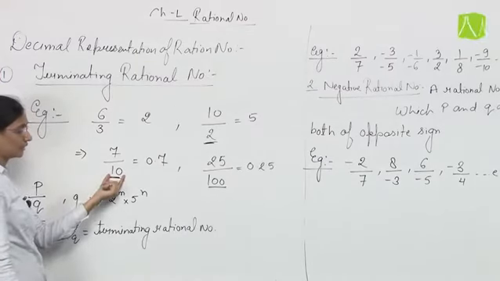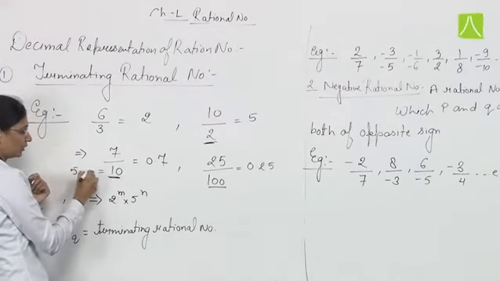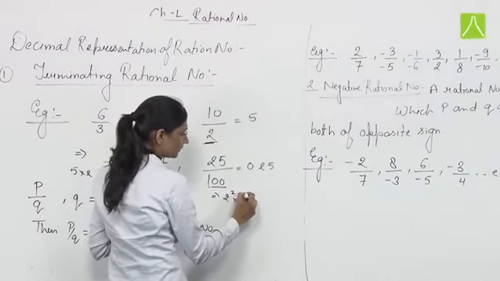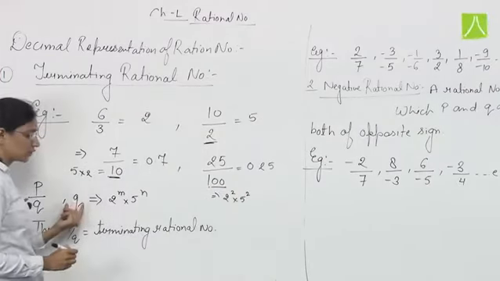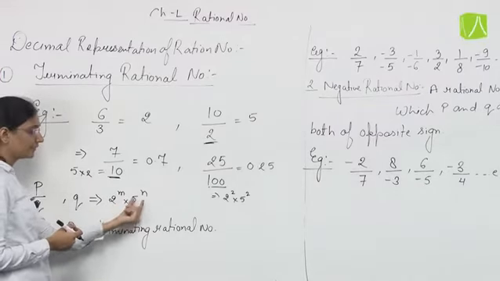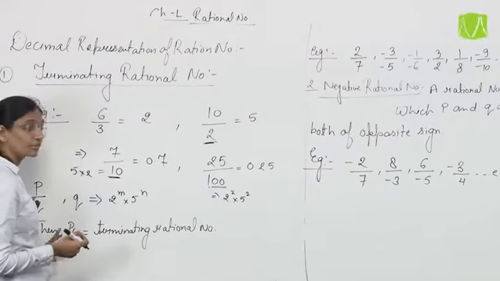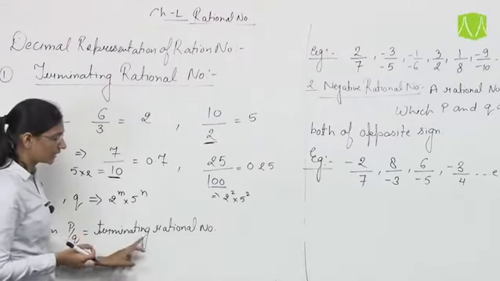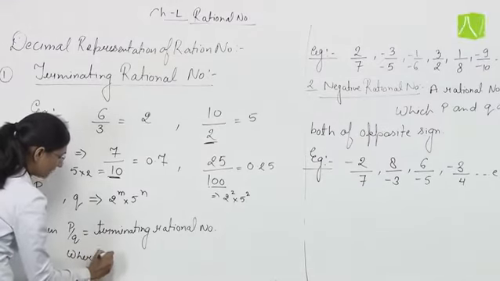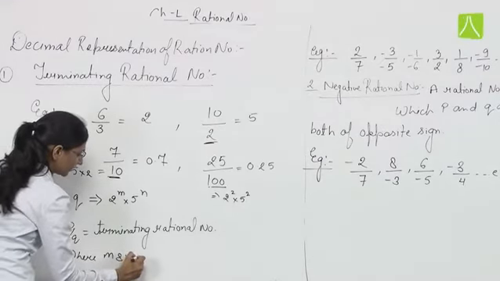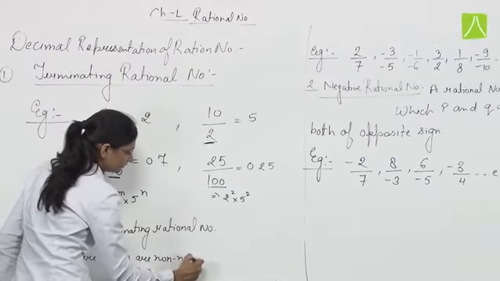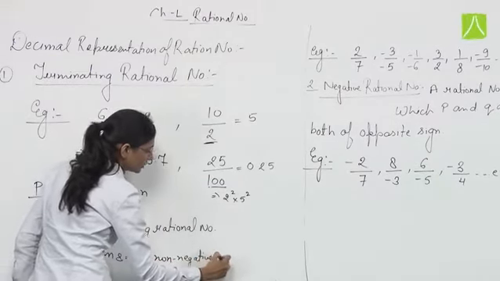10 can be split into 5 into 2. 100 can be written as 2 square multiplied by 5 square. If the denominator Q is of the form 2 raised to the power m, 5 raised to the power n, then the rational number P by Q is a terminating rational number, where m and n are non-negative integers.